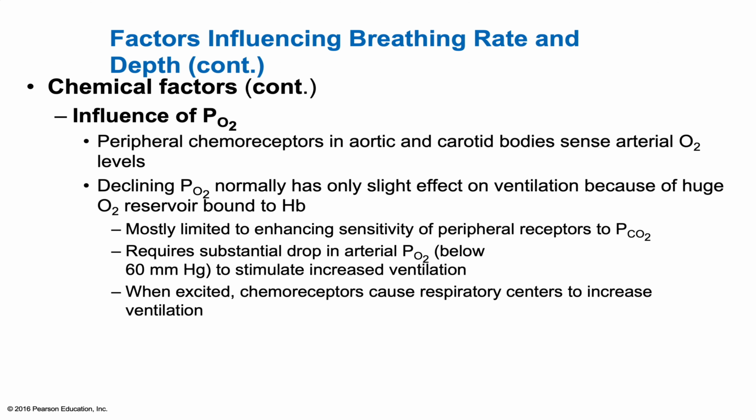The peripheral chemoreceptors found in the aortic bodies of the aortic arch and in the carotid bodies at the bifurcation of the common carotid arteries contain cells sensitive to arterial oxygen levels. Declining oxygen levels have a slight effect on ventilation that's mostly limited to enhancing the sensitivity of peripheral receptors to increased dissolved carbon dioxide. Arterial oxygen levels have to drop substantially to at least 60 millimeters of mercury before oxygen levels become a stimulus for increased ventilation.